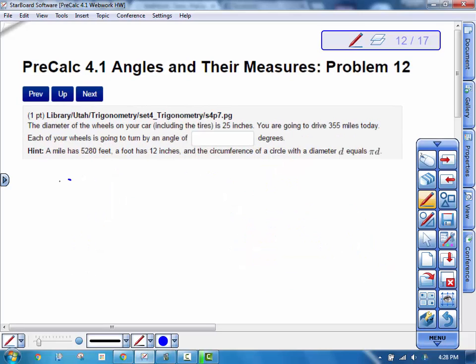Okay, the next problem says the diameter of the wheels in your car, including the tire, is 25 inches. It says you're going to drive 355 miles today. Each of your wheels is going to turn by an angle of, let's just use this arc length formula, S equals R theta. Keep in mind this is going to give us an answer in radians that we're going to have to convert when we're done. But the arc length is actually 355 miles.